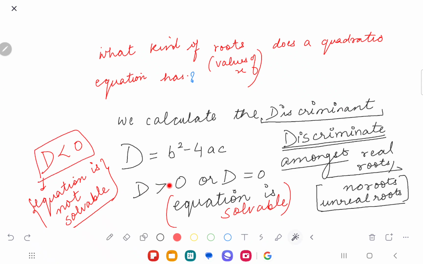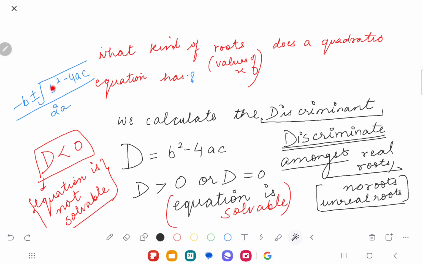And what is the discriminant? The formula of discriminant is b square minus 4ac. Do you realize this is the same term which comes in this formula, minus b plus minus under root of b square minus 4ac over 2a? So this root value, the b square minus 4ac, you call it the discriminant. Are you understanding my point?